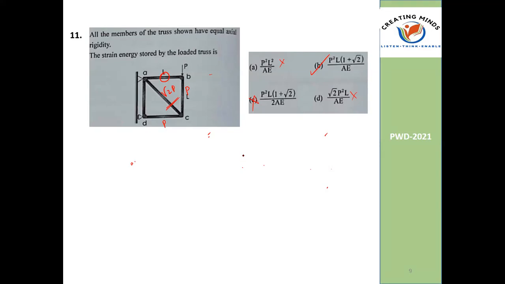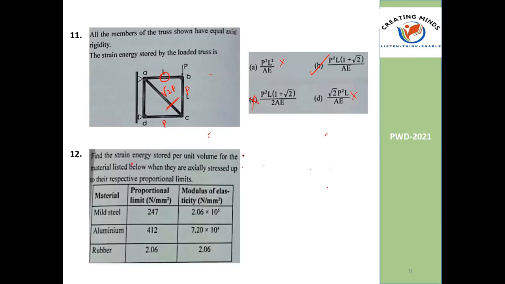Any doubts? Okay. Yes. Here, find the strain energy stored per unit volume of the materials listed below. You have to compute strain energy U for different materials. He has given the proportionality limit. See, this is a very good thing. What is meant by proportionality? What does it indicate? When the proportionality limit is given, this is sigma. Don't get confused. Sir, what has he given? That is the sigma value. And the E value is given.